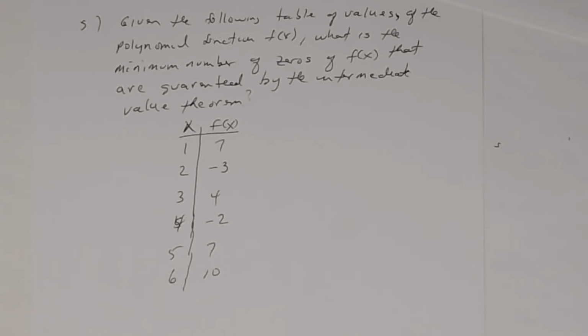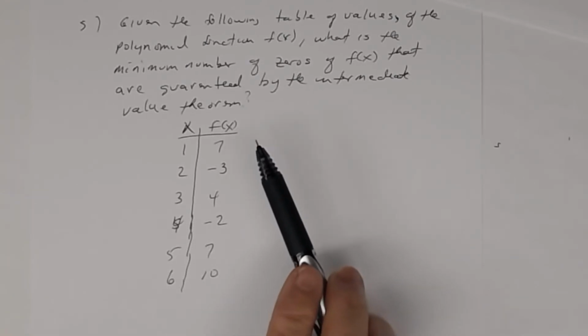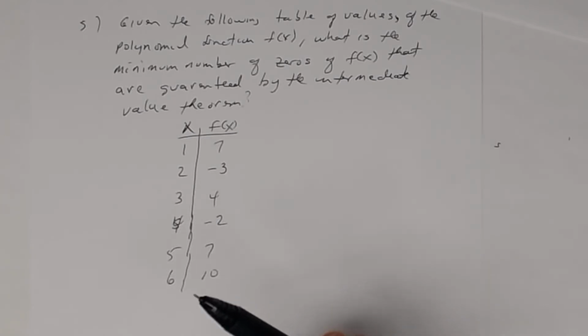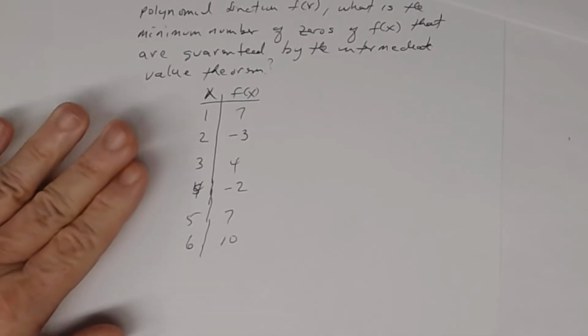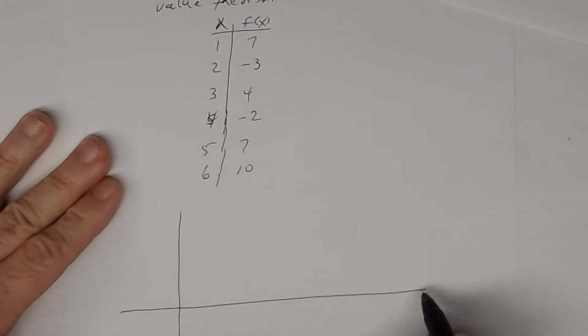Okay, so number 5 says this. Given the following table of values of the polynomial function f of x, what is the minimum number of zeros of this function that are guaranteed by the intermediate value theorem? So probably the best thing to do is to look at this in terms of the coordinate plane.